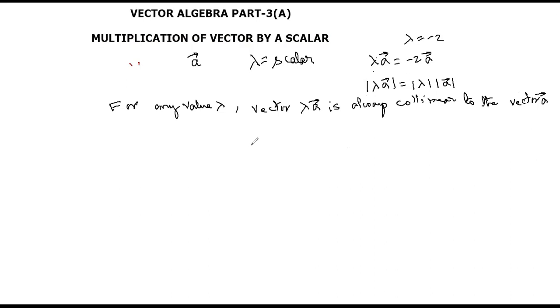You can also multiply with addition and subtraction. Suppose lambda will multiply with vector A plus vector B. We can separately multiply them, and we get lambda A vector plus lambda B vector. And if it is minus also, the same thing will happen with minus. And in multiplication, you can multiply any vector.